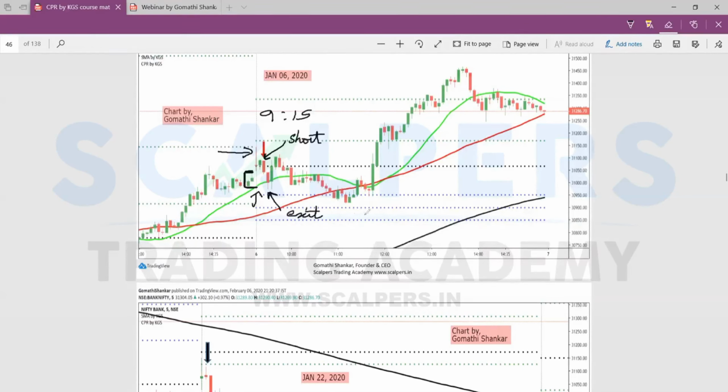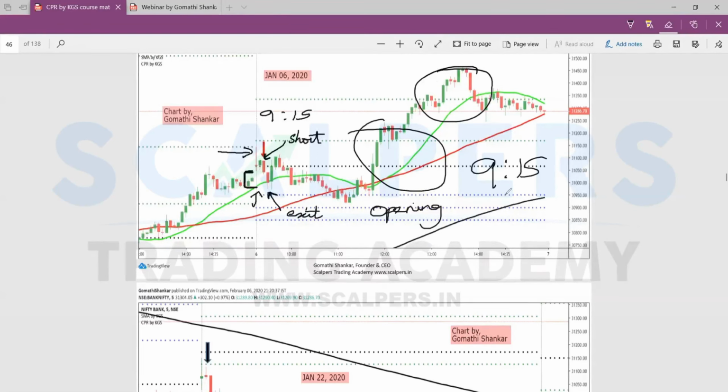This trick is only for the opening. You should not do it in between the day. It is only at 9:15, 9:20, 9:25 that you should do it. Immediately after seeing the first candle, don't go for a short. Wait for a red candle, after that go for a short.